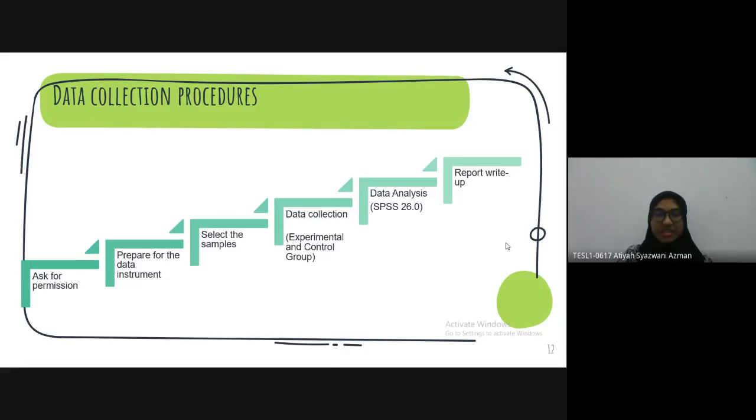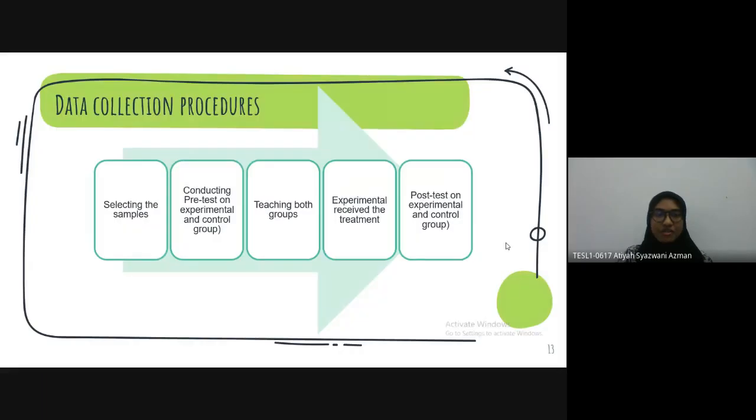And then the data collection on experimental and control groups, and data analysis through SPSS 26.0. And then the last one is report write-up. So this is the data collection procedures. Selecting the samples, which involve the Year 3 pupils, conducting pre-tests on experimental and control groups, teaching both groups, but only the experimental group received the treatment, and then post-test on both groups.